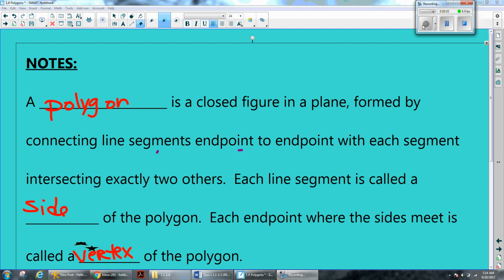Okay, so today we're talking about polygons. That's just a closed figure in a plane, formed by connecting line segments endpoint to endpoint, with each segment intersecting exactly two others. So each line segment is called a side of the polygon, and each endpoint where the sides meet is called a vertex of the polygon.